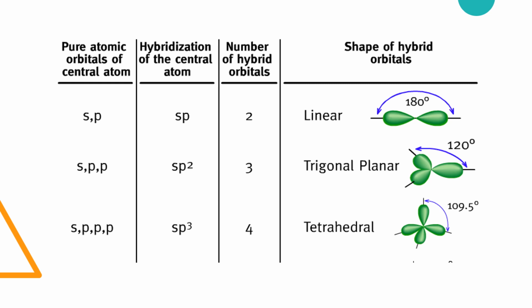So in this condition 4 hybrid orbitals are being used, 1 of the s and 3 of the p. The shape here is tetrahedral, and the angle between them is 109.5. I hope you have understood now how to identify how many hybrid orbitals there are.